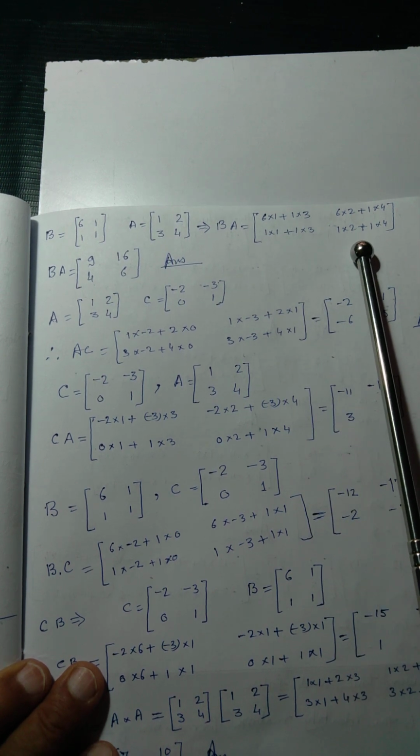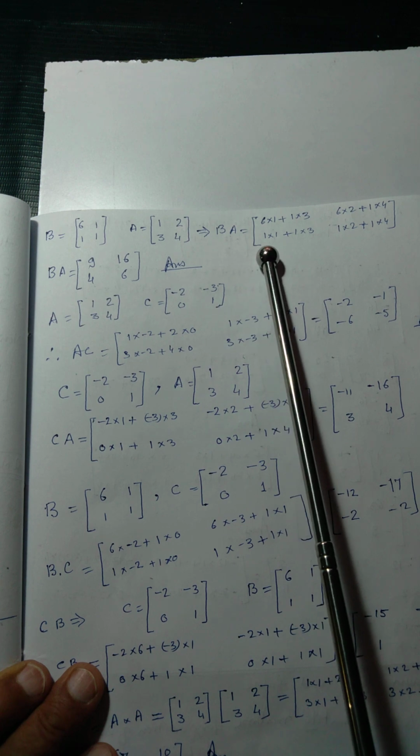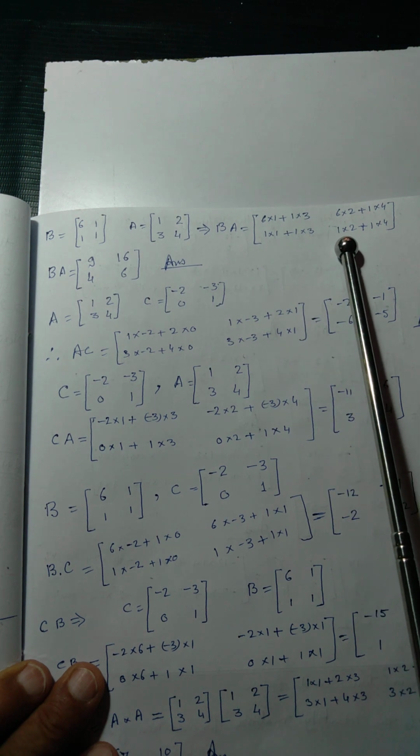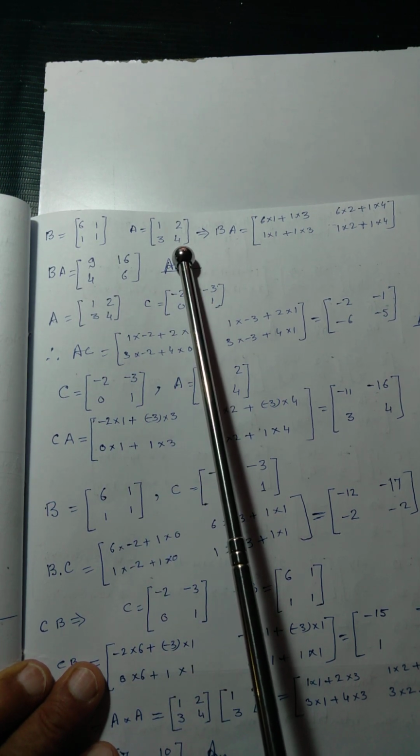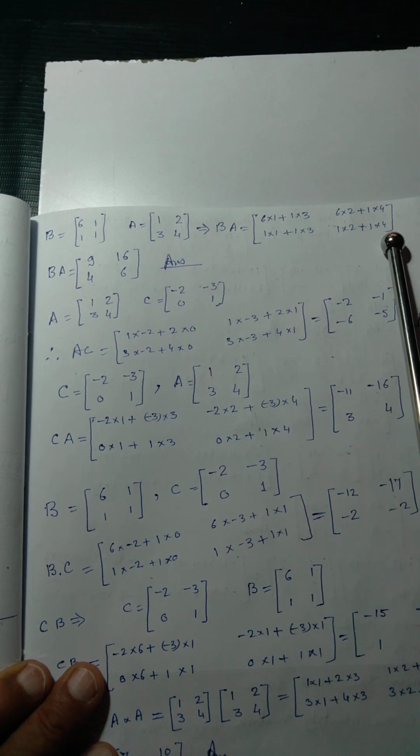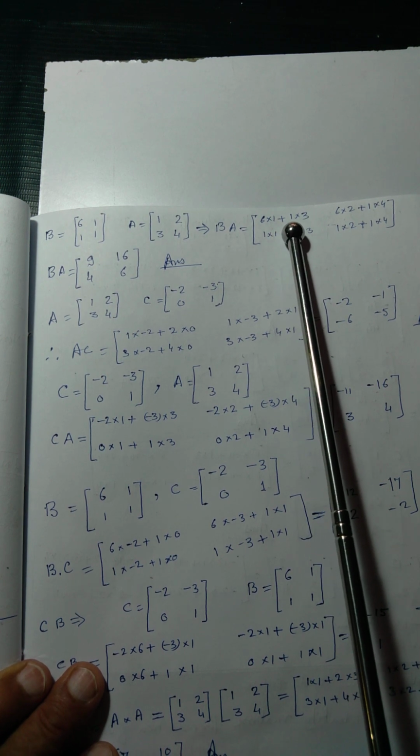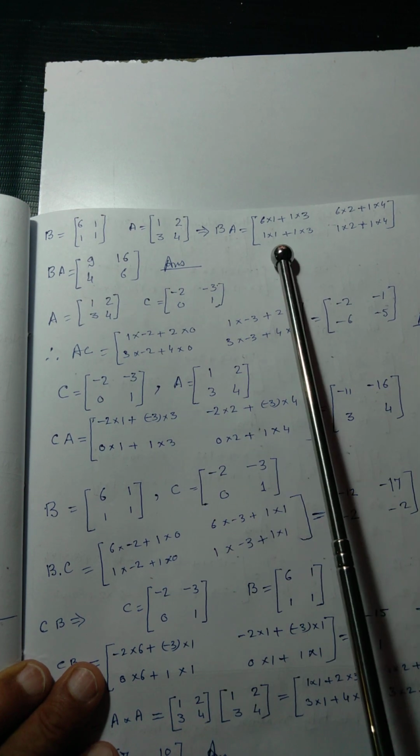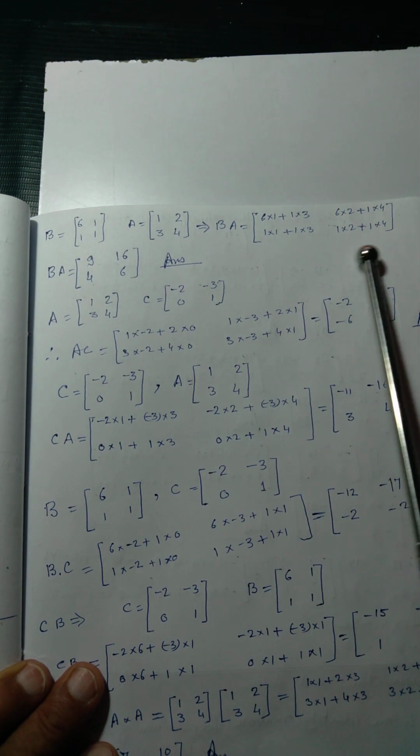Now the next element is this: 1, 1 will be multiplied to 2 and 4. So 1 into 2 and 1 into 4. Now sum up. You see, 6 plus 3, that is 9. 6 twos are 12 plus 4, that is 16. 3 plus 1, that is 4. 2 plus 4, that is 6.